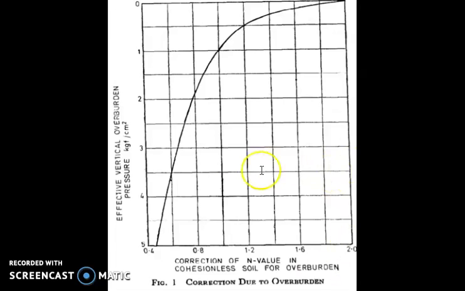Now this is your chart. Pay attention to this. On the x-axis, you are indicating the value of the correction factor, that's C1. It goes from 0.4 to 2.